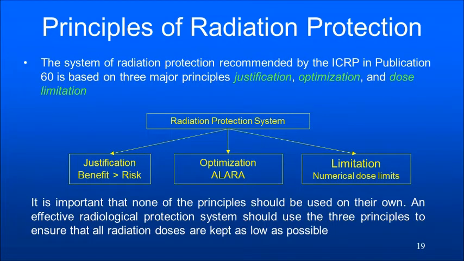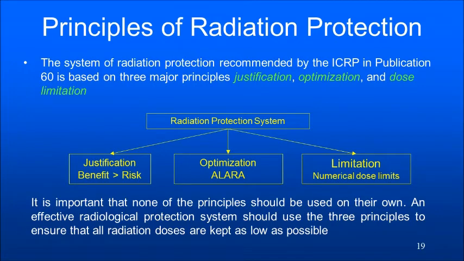ICRP 60 has outlined three major principles of radiation protection. One is justification, the other one is optimization, the third one is dose limit. Justification is where you have to justify the use of radiation. That is, the benefit should outweigh the risk. Optimization is where you have to optimize the procedure so that the dose is as low as reasonably achievable. The third is dose limits. That is, a numerical limit set by ICRP 60 should in no case be exceeded.